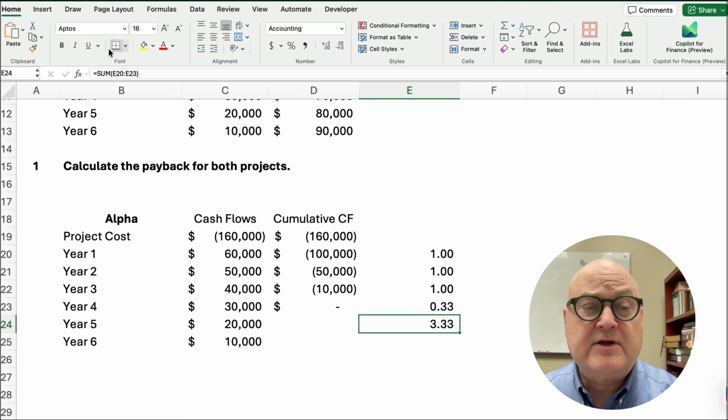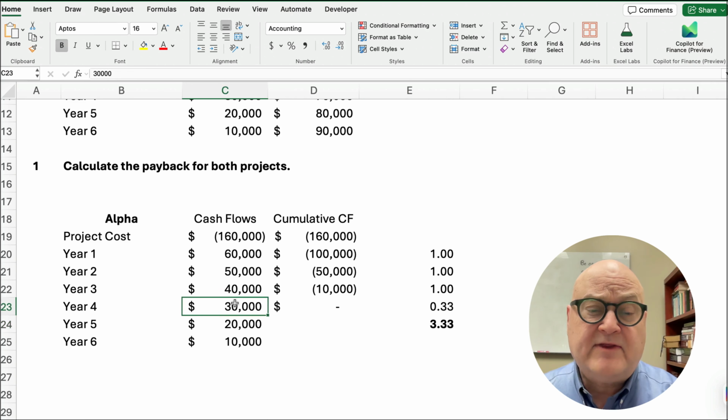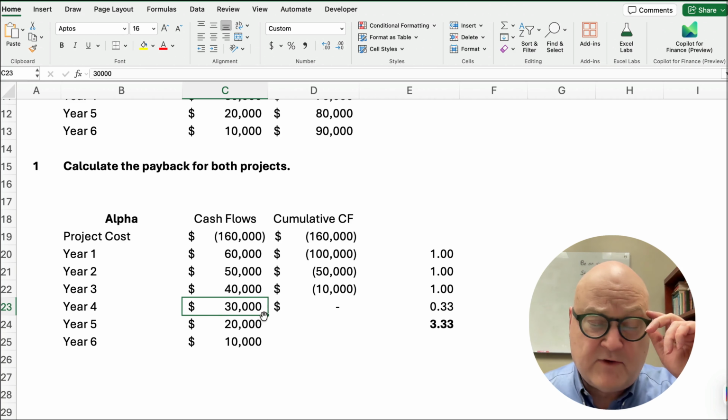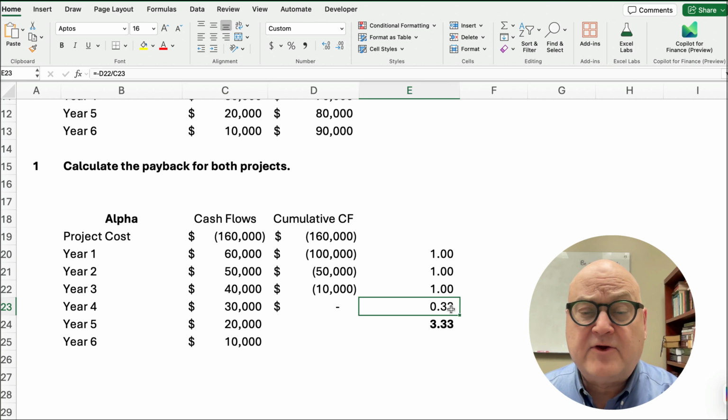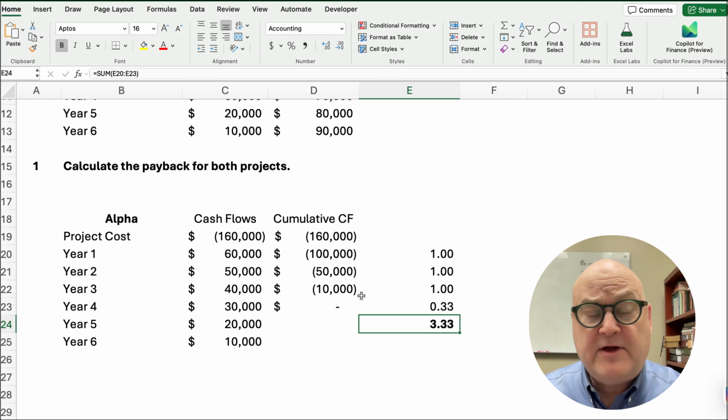And here's the secret. What you want to do is take the full years and then the very last year. We're going to assume that the cash happens evenly over the year. So we only need $10,000 to make this cumulative cash flow pay back, right? Make it 0. And so then $10,000 out of $30,000 is a third of a year. So our answer is 3.33. Now, we would love for payback to be shorter rather than longer.